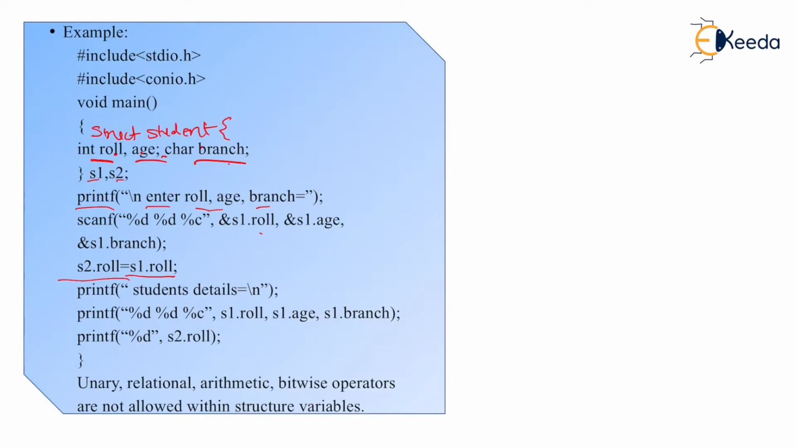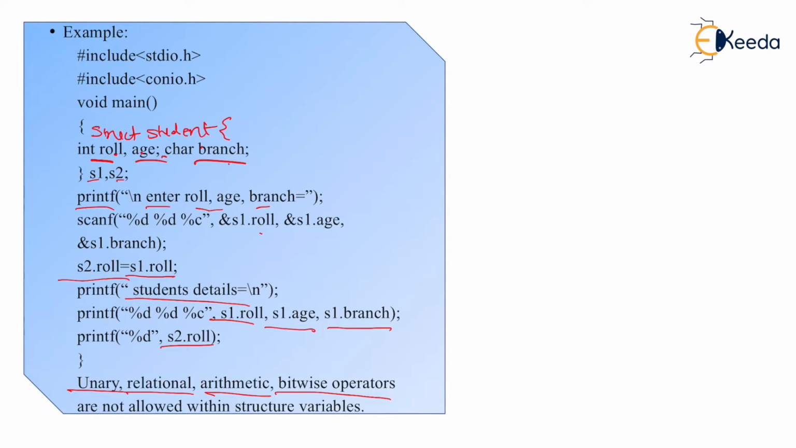Now we are displaying the student details, and we are saying printf s1 roll number, s1 age, s1 branch, and s2 roll number. Unary, relational, arithmetic, bitwise operators are not allowed within the structure variable. Please remember, unary, relational, arithmetic, and bitwise operators are not allowed inside the structure variable. You cannot use those operators to perform any type of operation. So only assignment operator is allowed to use, and logical operators.